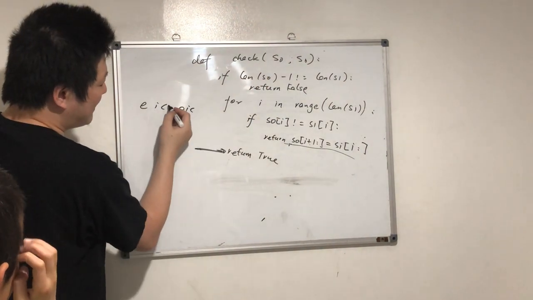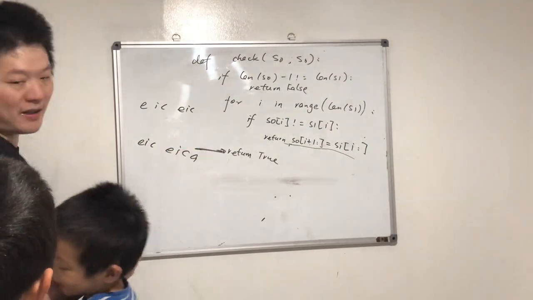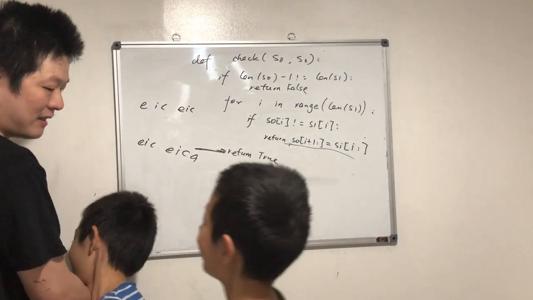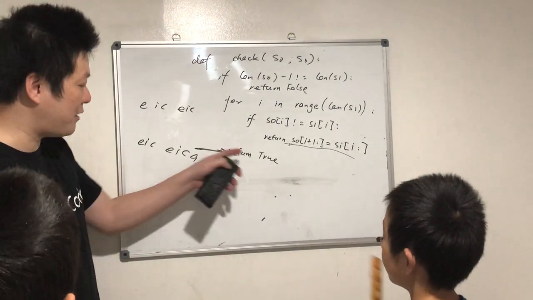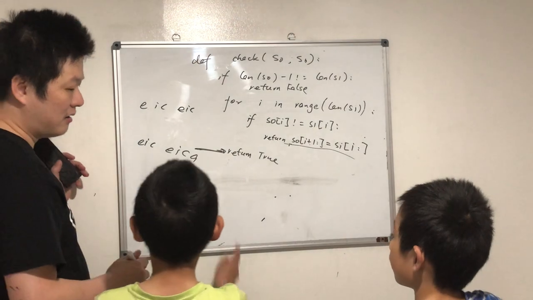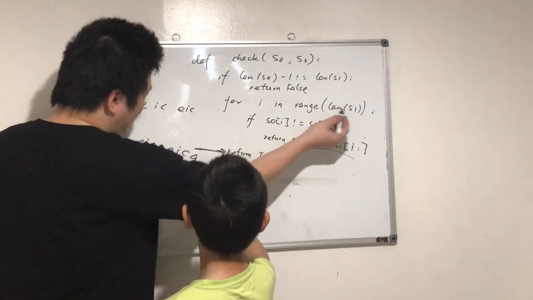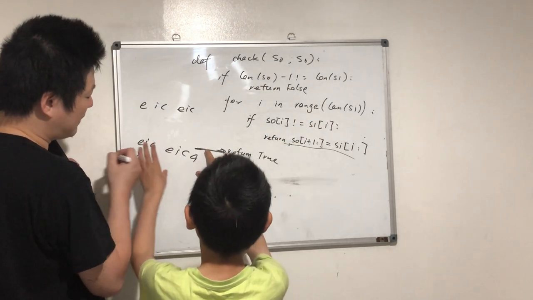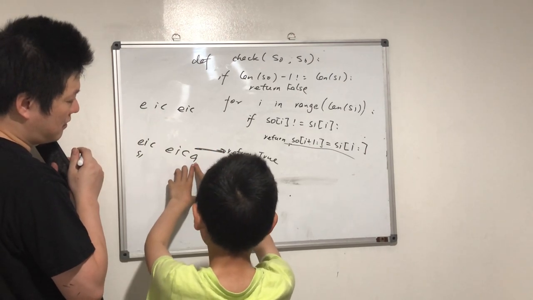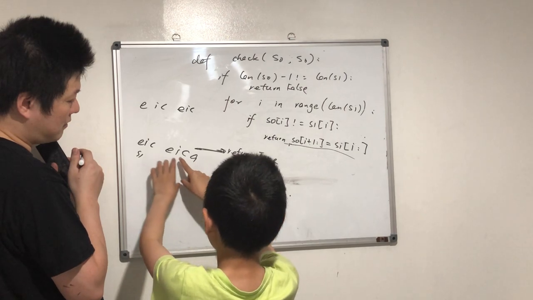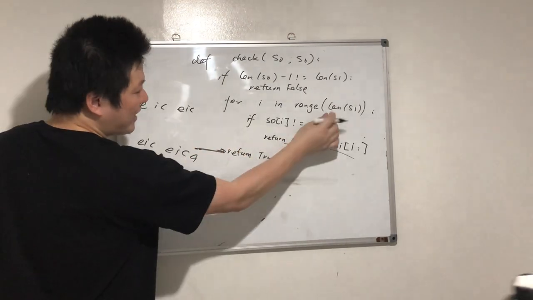EIC and EIC, S0 is bigger, right? So EIC and what? If we have EIC and EICA, for example, does it make sense? Can you explain to me why EIC and EICA would be here? Because this is bigger than that, and these bits are the same and just have one last bit. Because this is checking the smaller length, right?